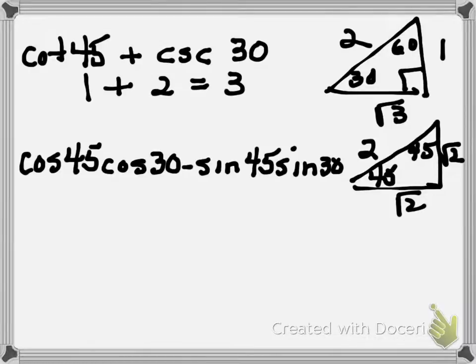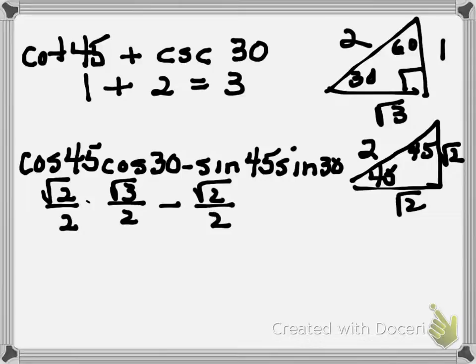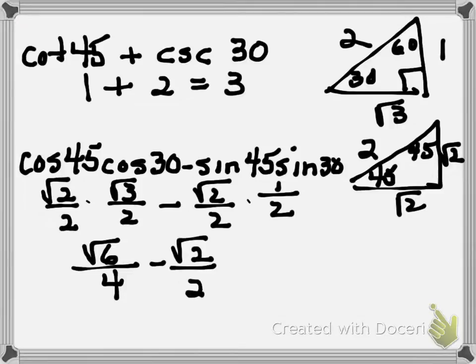Okay, the cosine of 45 is adjacent over hypotenuse, which is the square root of 2 over 2. The cosine of 30 is adjacent over hypotenuse, which is the square root of 3 over 2. The sine of 45 is opposite over hypotenuse, or the square root of 2 over 2. And the sine of 30 is opposite over hypotenuse, which is 1 over 2, or 1/2. Now, simplifying. We can multiply the square root of 2 times the square root of 3 to get the square root of 6 over 4, minus the square root of 2 over 4.